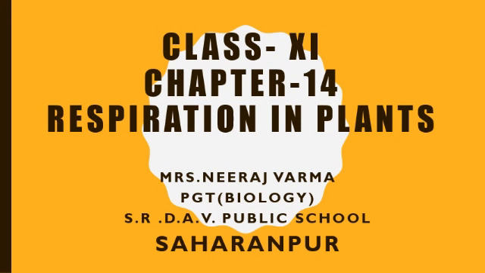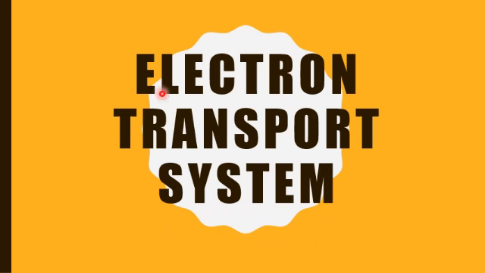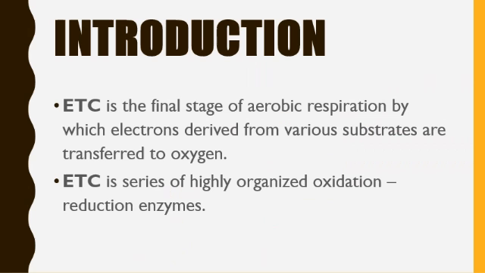Today we are going to continue with our chapter Respiration in Plants. In our previous sessions we discussed glycolysis and the Krebs cycle, and today we are going to discuss the electron transport system. So what is the electron transport system? The electron transport chain is the final stage of aerobic respiration by which electrons derived from various substrates are transferred to oxygen.